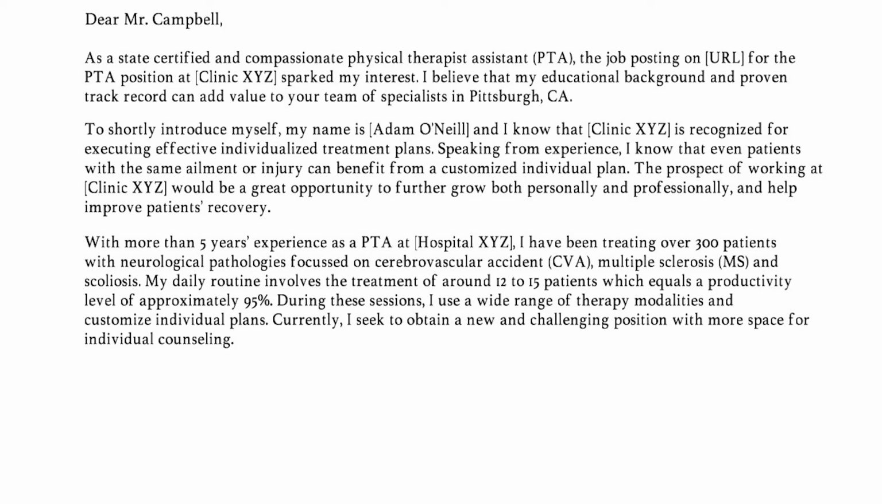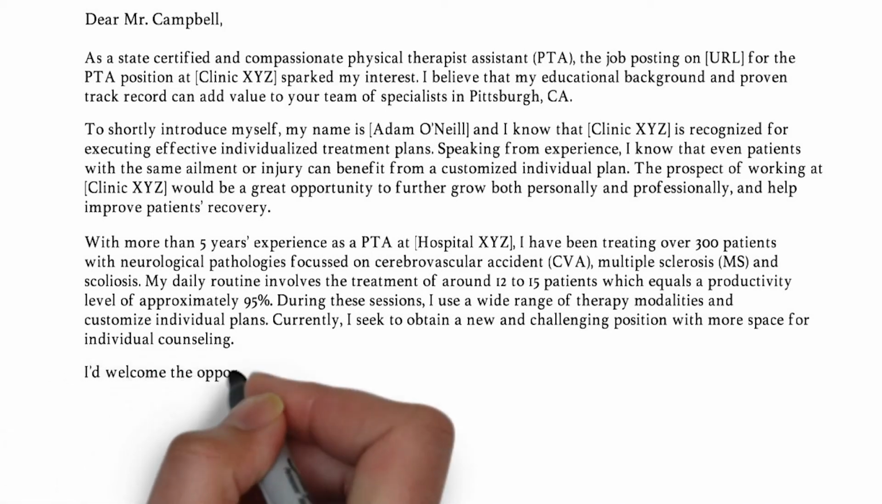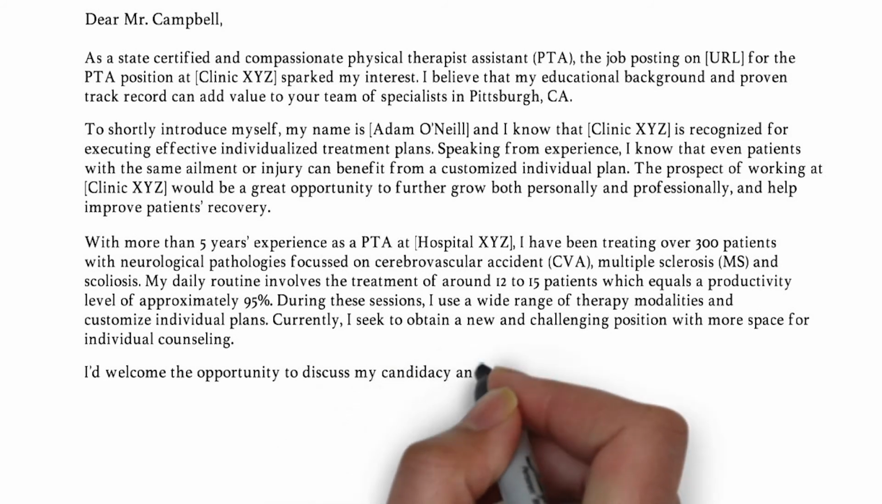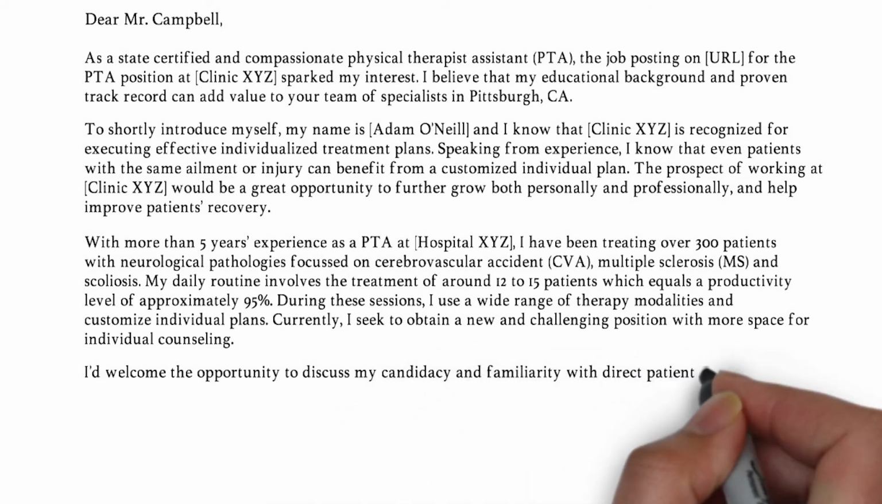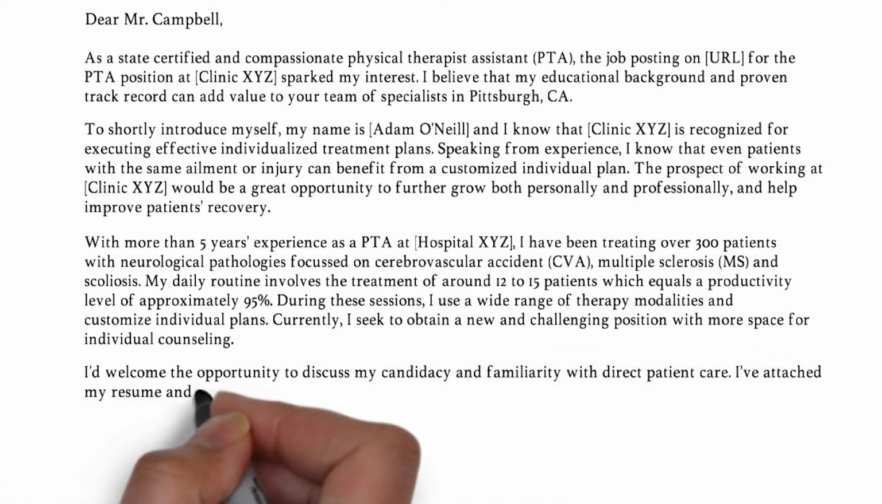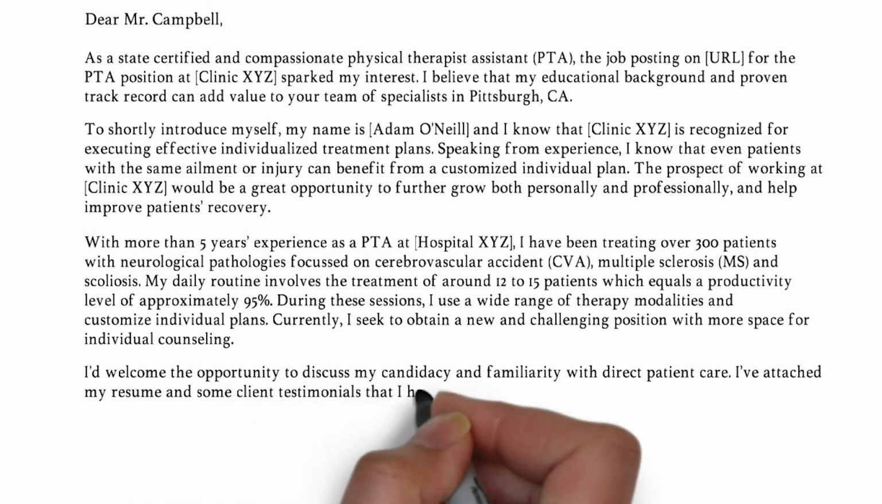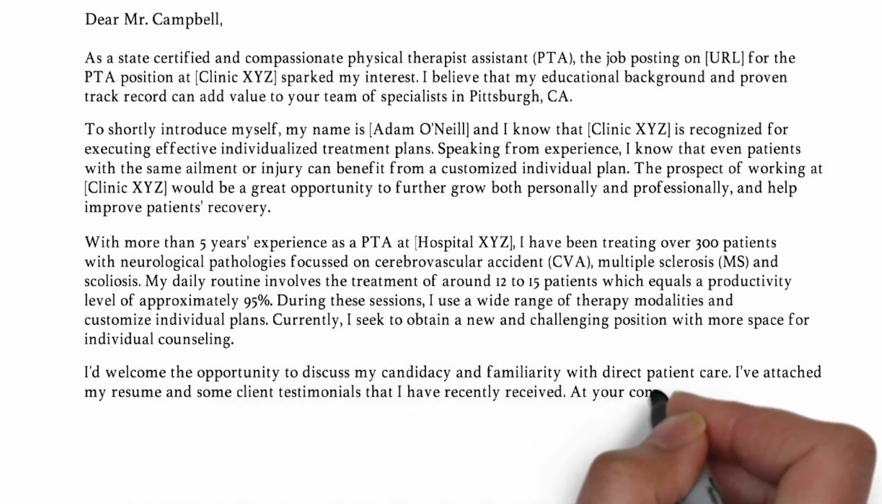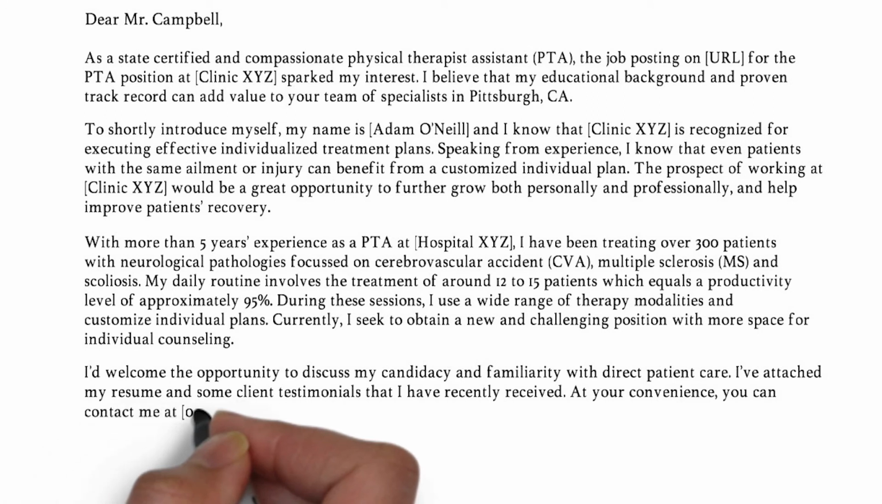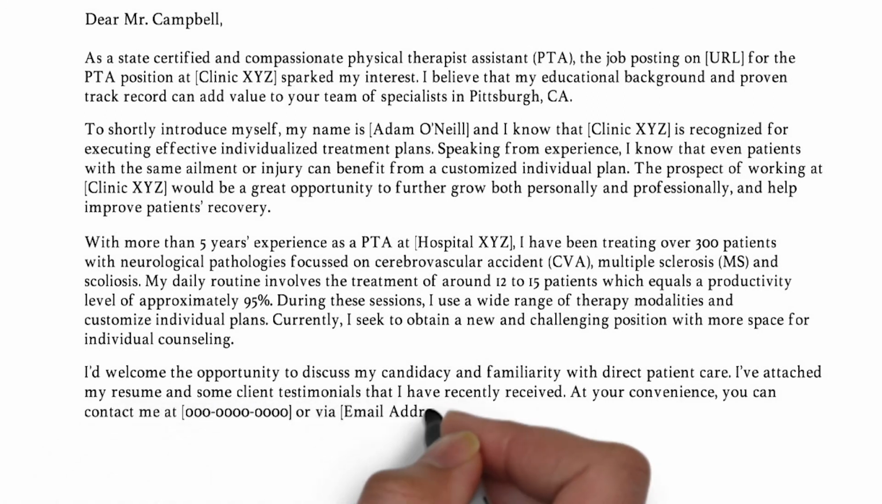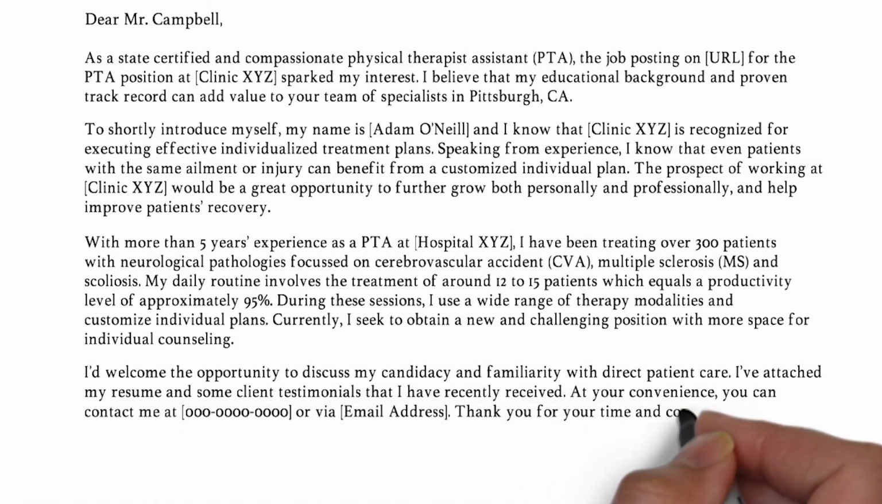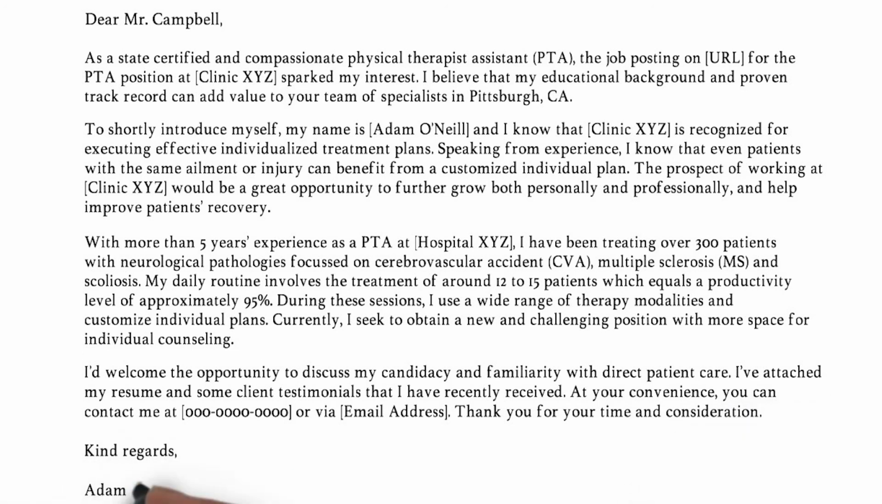In the last paragraph, you can mention your availability and then initiate an interview by mentioning your interest to further discuss your candidacy and the topic of relevance. Refer to your attached documents and include your phone number so they can easily reach out to you. Don't forget to thank the reader for taking their time to review your cover letter. And close in a compelling way. So, kind or best regards, followed by your name and surname.